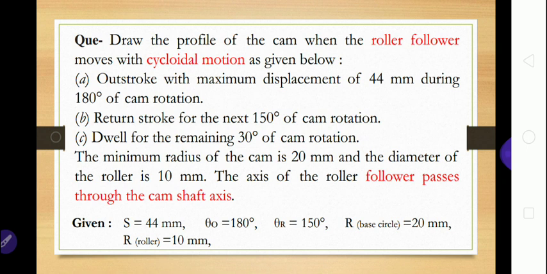Dwell for the next remaining 30 degree of the cam rotation, that means the dwell period is lastly given as 30 degree. The minimum radius of the cam is 20 mm, therefore it is given as R, radius of base circle, 20 mm, and the diameter of the roller is 10 mm, so here the radius will become 5 mm. The axis of the roller follower passes through the camshaft. So the problem is similar to the previous one, but the difference is the follower passes through the camshaft axis. It is not having any offset, so it will become simpler than the previous one.